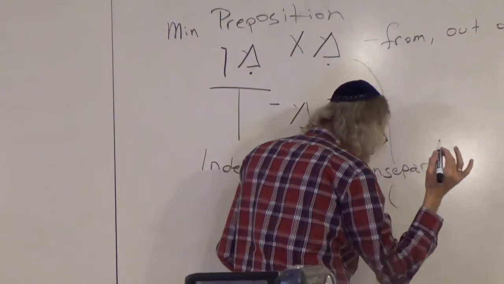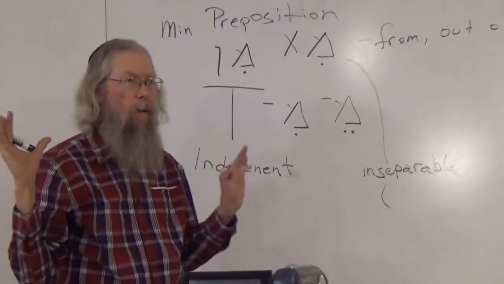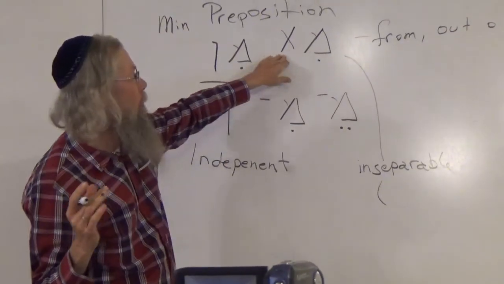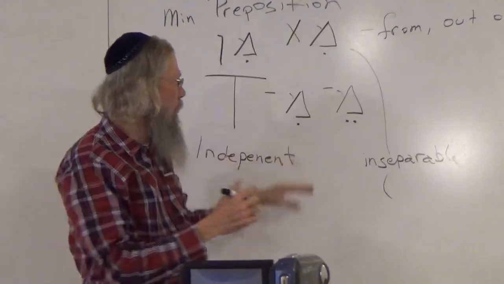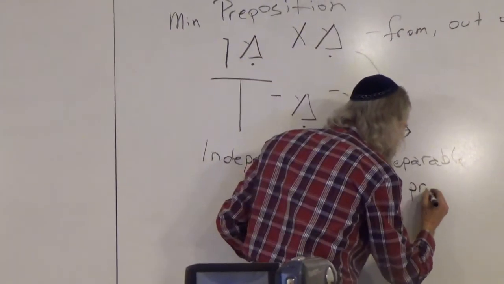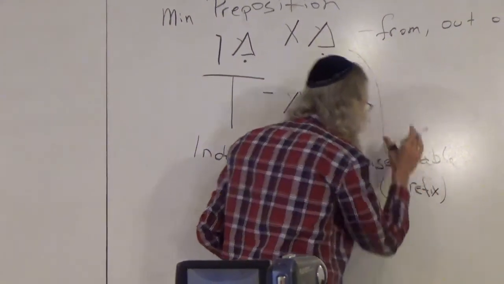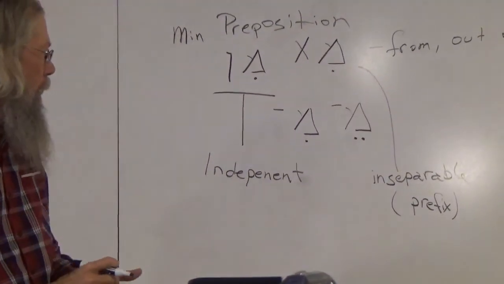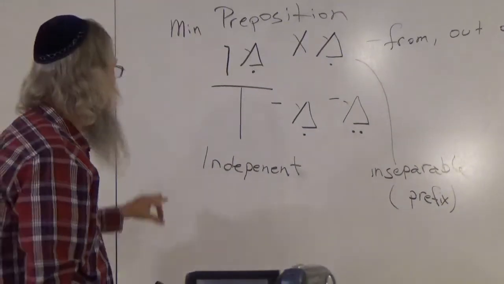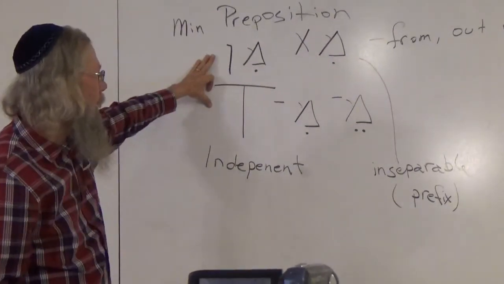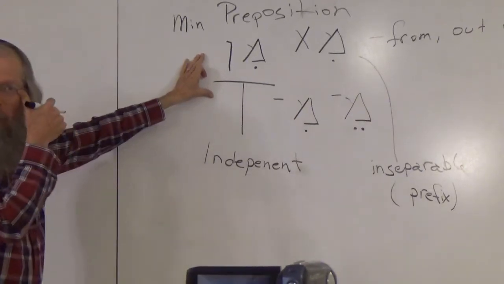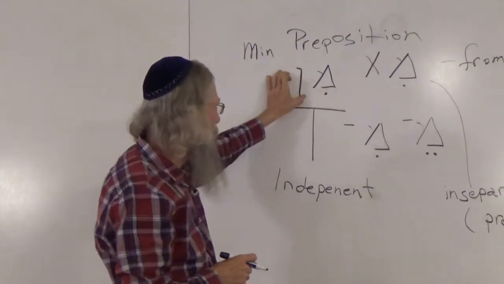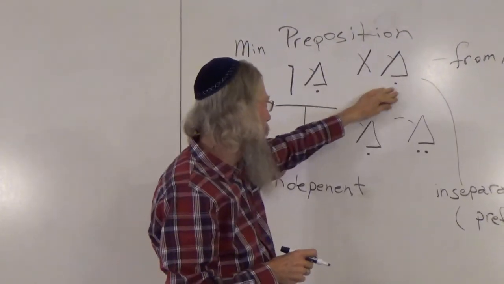The reason why it is inseparable, anybody remember? So you have mi, and then you have one of the consonants here. It's inseparable because it's a prefix that is added on to the word. So it's called an inseparable. As in min, the independent min here, it stands alone as its own word. If it's added as a prefix, you've got to drop the nun and it will be mi.